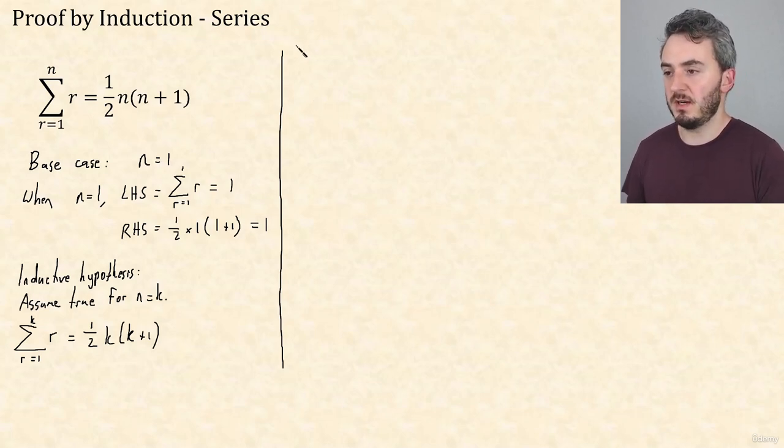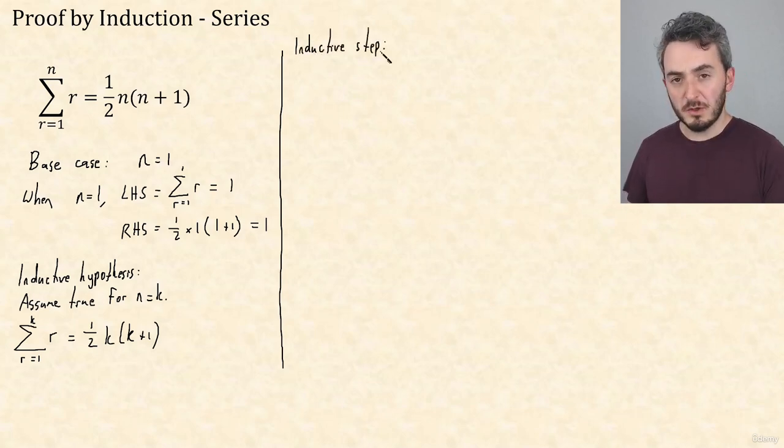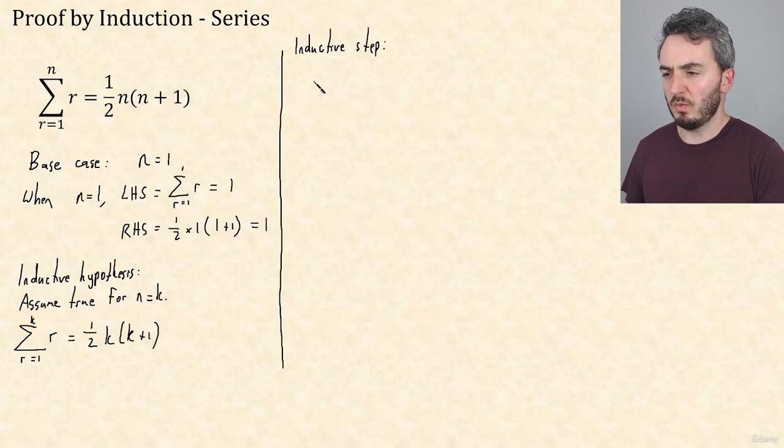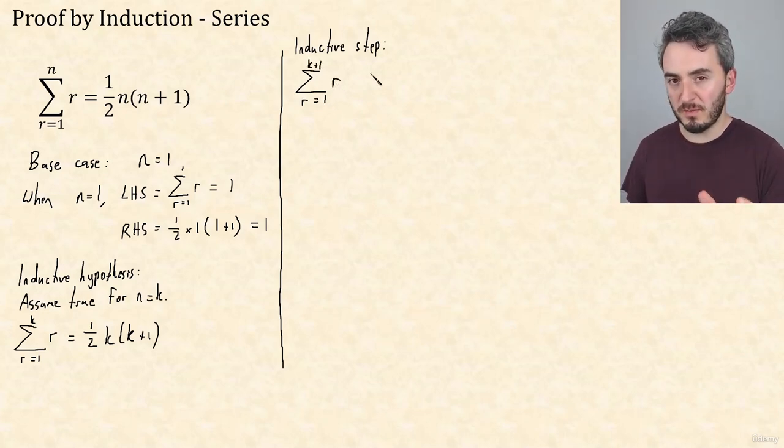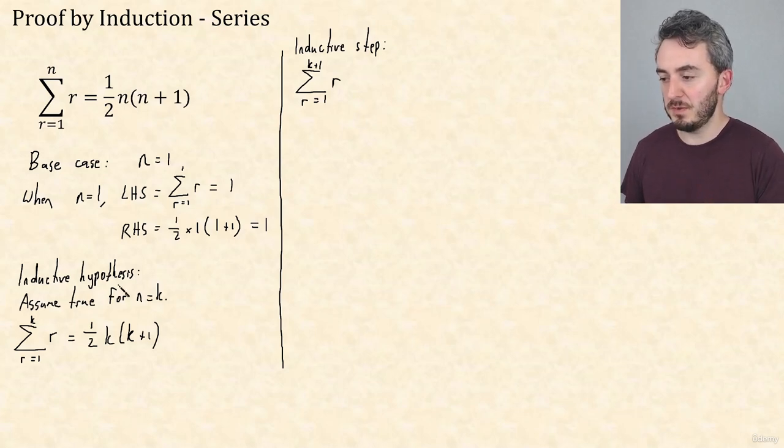And so this is our inductive step. And so typically what we'd do is we'd say, all right, well, what's going on when n equals k plus 1? Well, that would be the sum of the first k plus 1 natural numbers. Okay, so what am I allowed to assume here? I'm allowed to assume that it is true for n equals k, but I'm not allowed to assume it's true for n equals k plus 1.